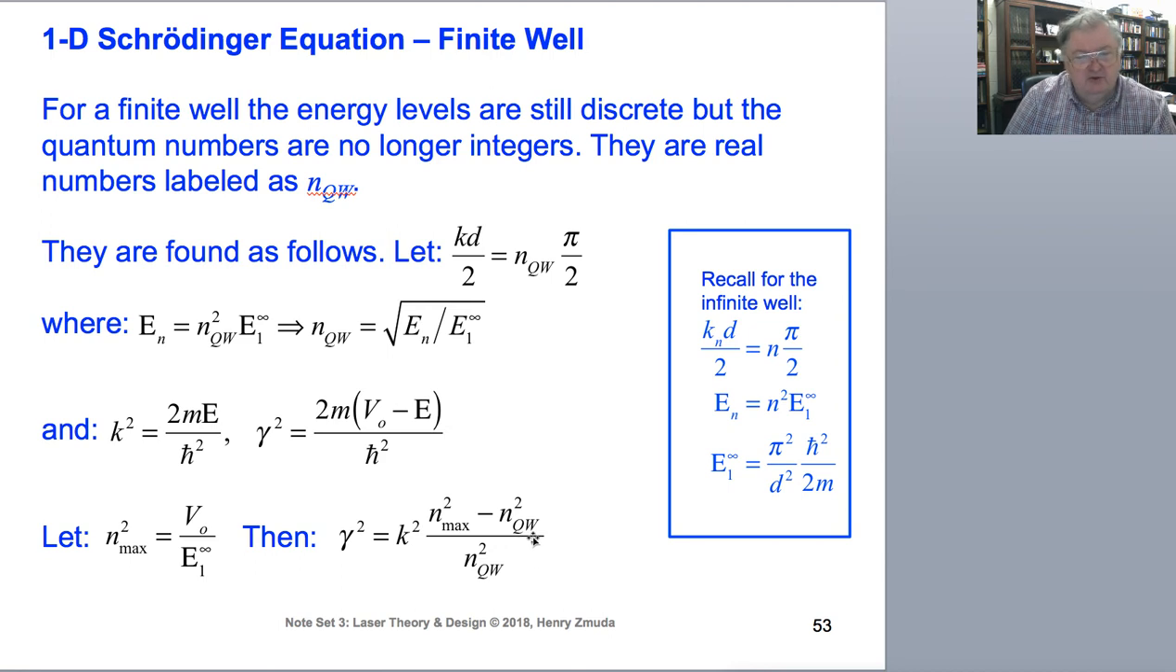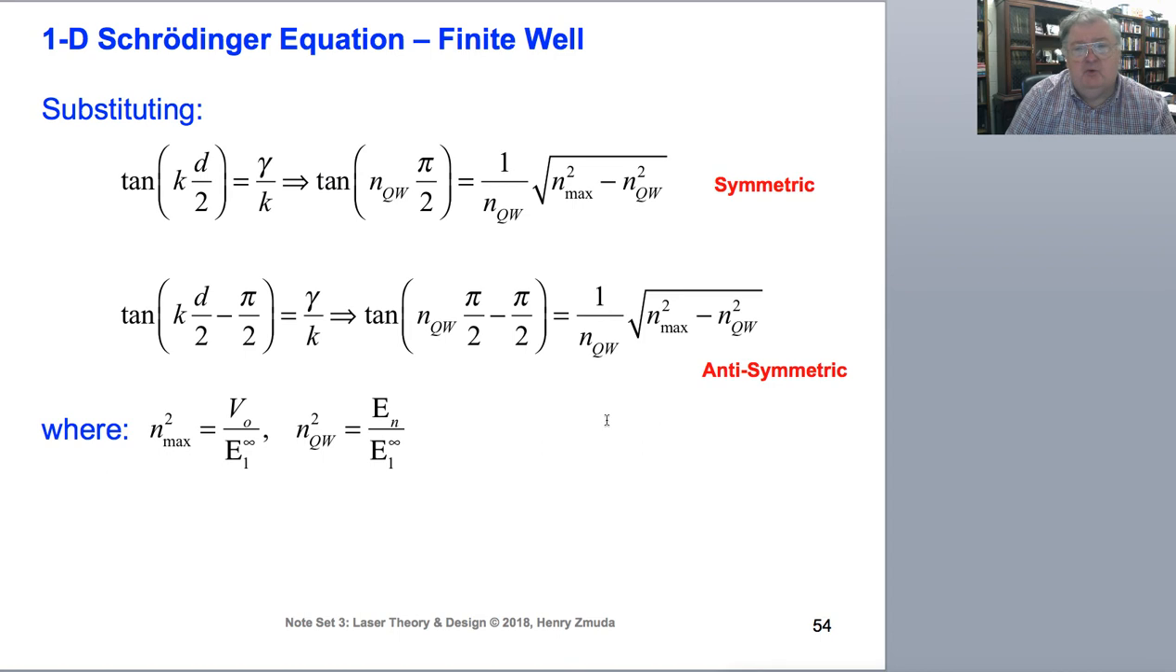So what I'm trying to do is express everything in terms of one unknown, and the one unknown I'm going to pick is n quantum well, because once I know n quantum well, I know how to get the thing I'm looking for, which really is the discrete energy level in the well from this equation.